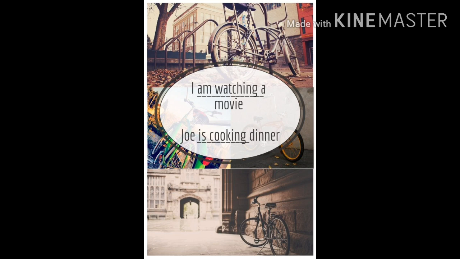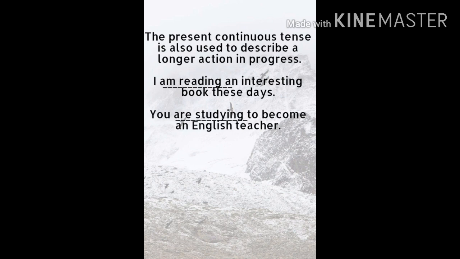Next one, Joe is cooking dinner. Here we use the verb cook plus ing. How do you know it is a present tense? Because of is. The next usage of present continuous tense. The present continuous tense is also used to describe a longer action in progress. Let's take a look at some examples.